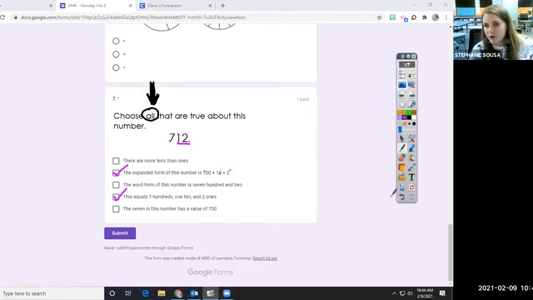The 7 in this number has a value of 700.